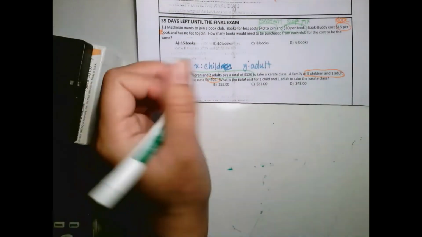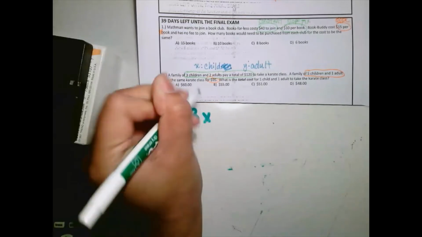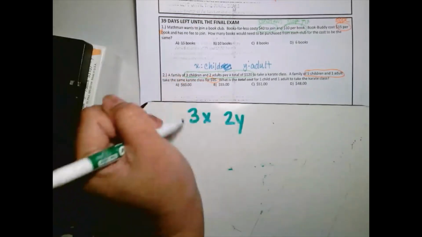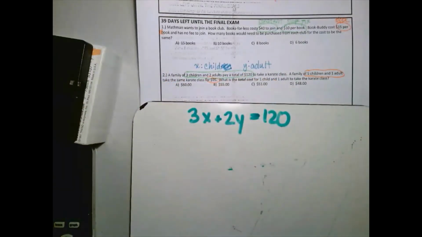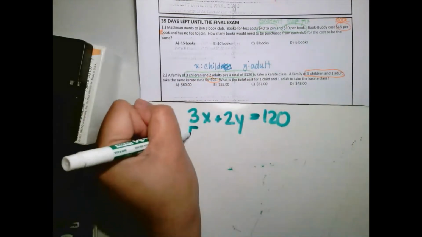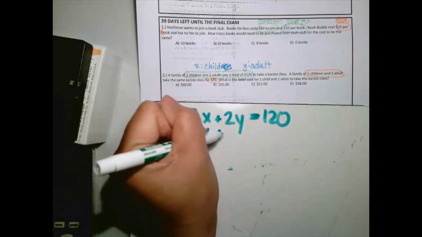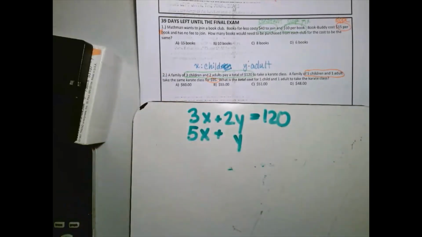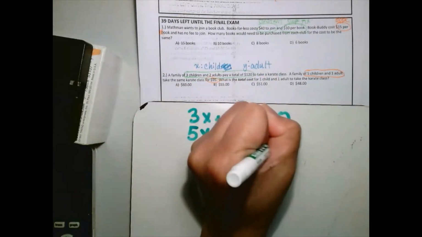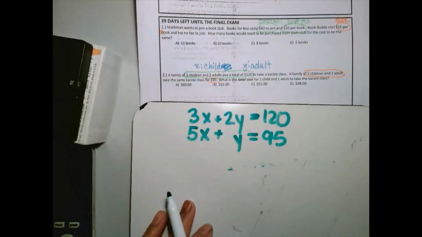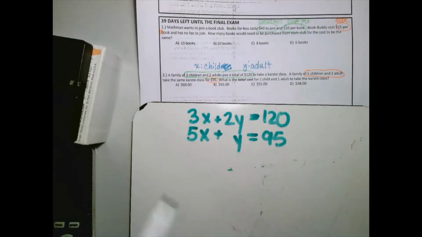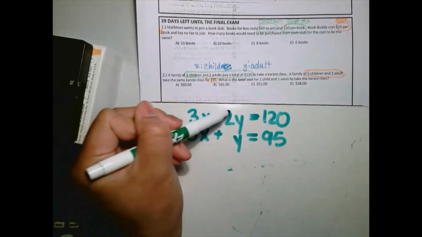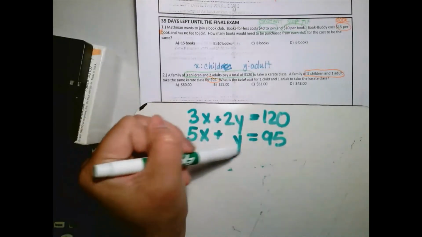Okay, so let's do this one real quick. The first one, for 3 children and 2 adults, together should equal 120. And a family of 5 children and 1 adult takes the same class for $95. So if I wanted to solve for what x and y are, it's nicely set up so that I can solve it by elimination. If I wanted to cancel out my y, since this is a positive 2y, I would want to make this one a negative 2y.